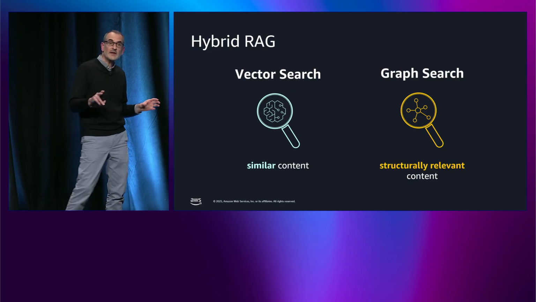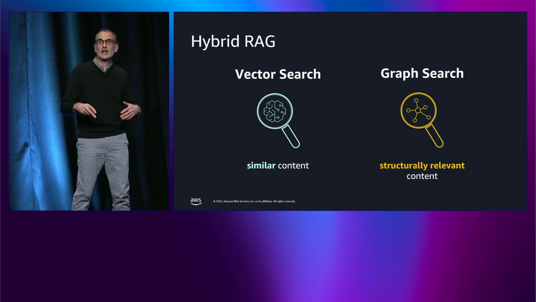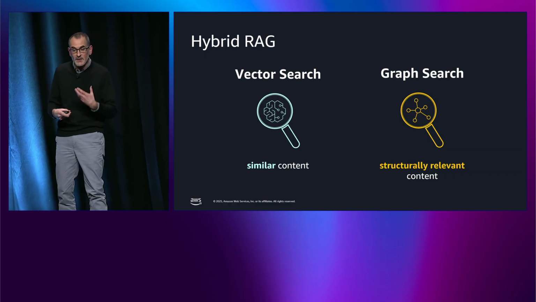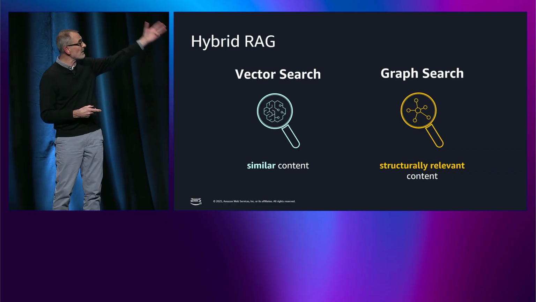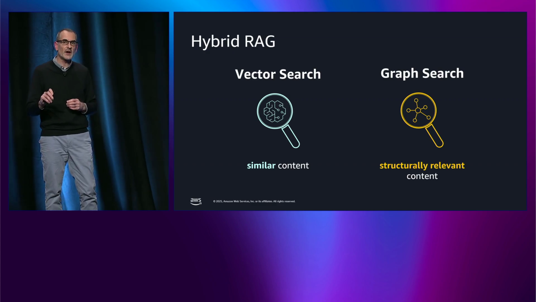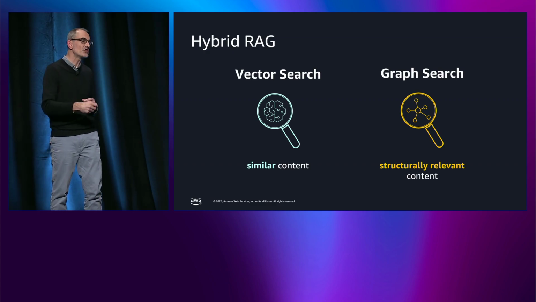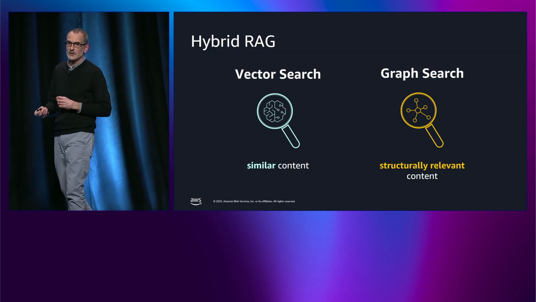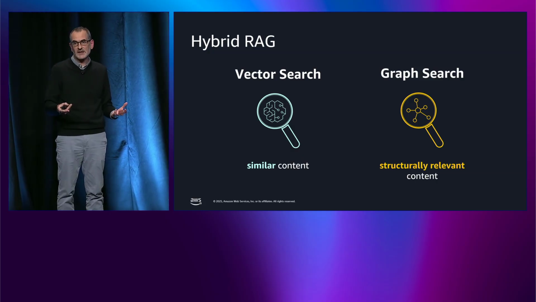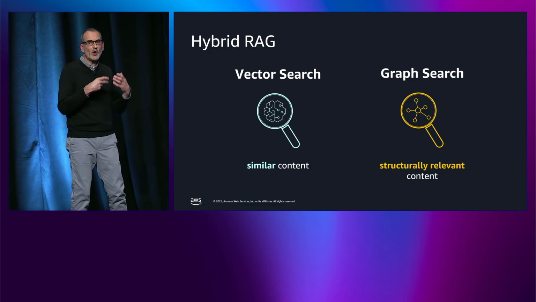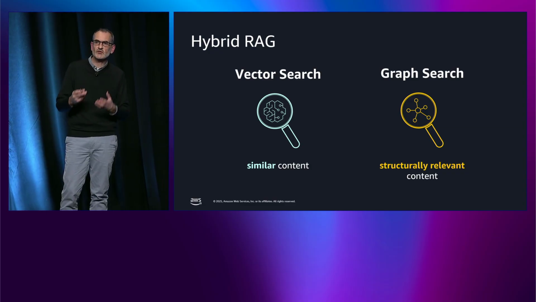One way of retrieving that content is to employ a hybrid RAG approach. So with hybrid RAG, we use vector search to find that semantically similar content, and graph search to find the structurally relevant but potentially dissimilar content. So hybrid RAG can be pretty effective, but once again, we're in this situation where we've solved one problem but have potentially introduced another.